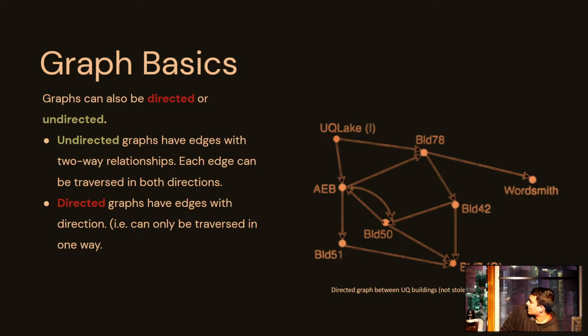So we have a graph of the UQ that we copied from somewhere. As you can see, most of it's directed, except from AB to Building 50, where you have an undirected portion, but since the graph already has directed edges, it's still directed.